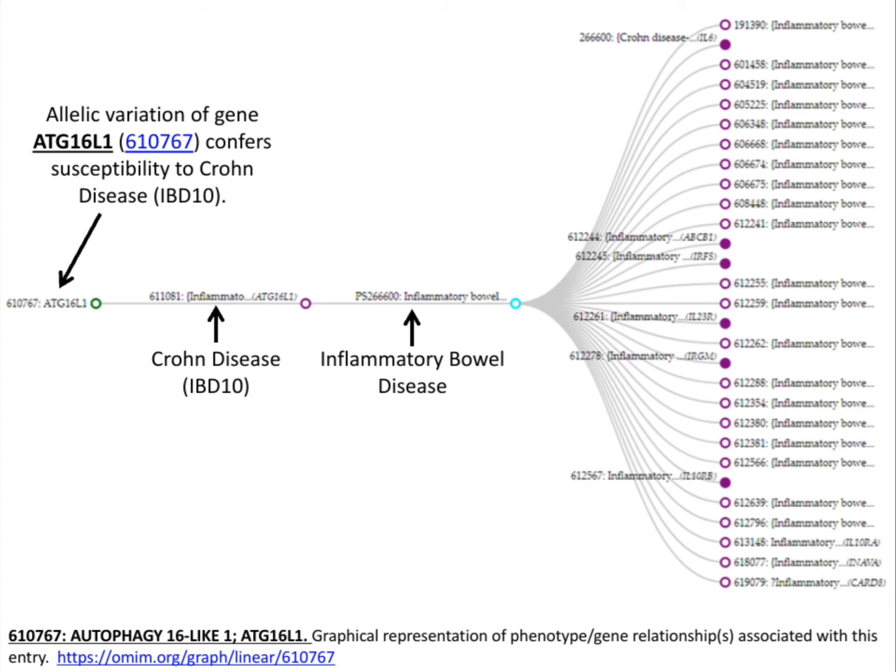This chart shows the gene of interest. In the middle of the chart is the broader disease, inflammatory bowel disease. The purple circle to the left represents one phenotype that contributes to Crohn's disease. It is referred to as Crohn's disease IBD10. On the left of the chart is the gene that will be the focus of this presentation. Autophagy-related gene 16-like-1, or ATG16L1. An allelic variation of this gene will confer susceptibility to the phenotype Crohn's disease IBD10.